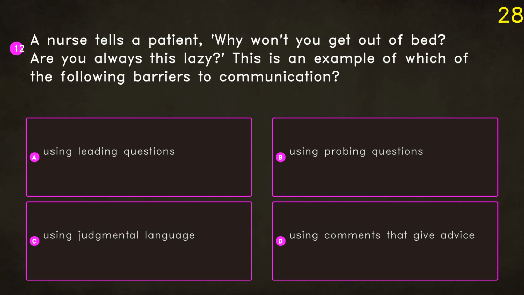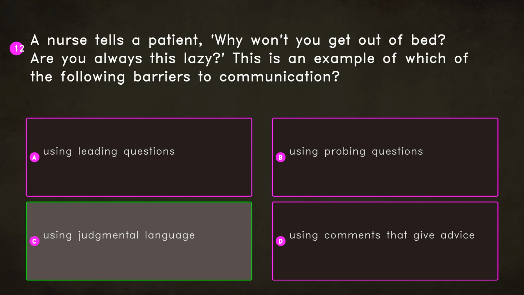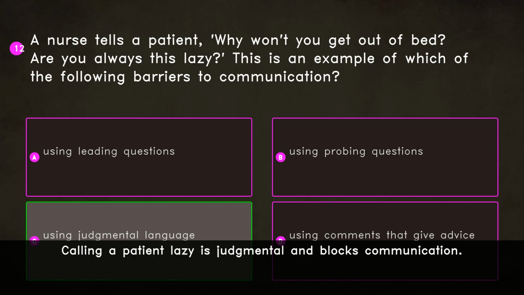Question 12. A nurse tells a patient, "Why won't you get out of bed? Are you always this lazy?" This is an example of which of the following barriers to communication? A. Using leading questions. B. Using probing questions. C. Using judgmental language. D. Using comments that give advice. The correct answer is using judgmental language. Calling a patient lazy is judgmental and blocks communication.